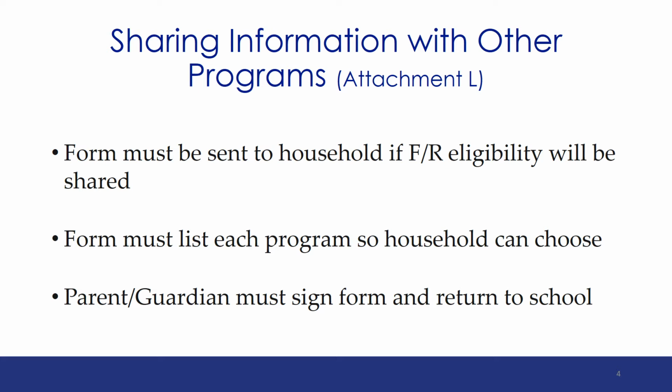The sharing information with other programs form, which is attachment L, must be sent to all households if the district provides fee waivers for other programs based on a student's free or reduced price eligibility. This form must specifically list each program so parents can select. The form must be signed by the parent or guardian and returned to the school. Some examples of programs include scholarships, band uniforms, bus transportation, and field trips.